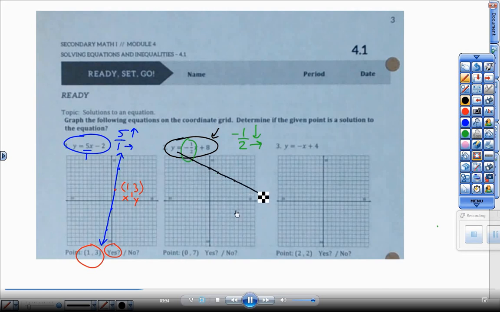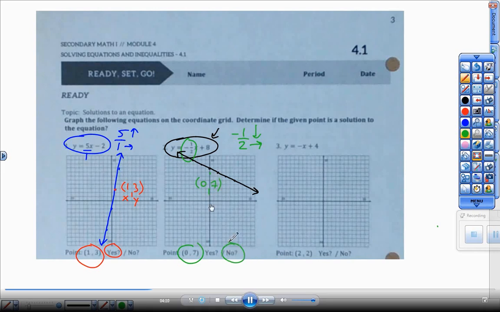Draw your line. Plot the point 0, 7. 0 for x, 7 for y. 1, 2, 3, 4, 5, 6, 7. I could see just below that line. So that would be a no.